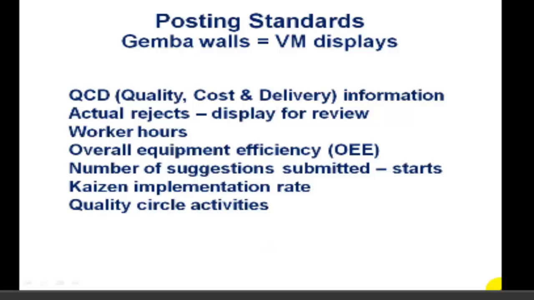Posting standards. It's much easier to train new employees and also to keep people on track if we post displays of what's expected. The top line is a combination of things. This is the quality, cost, and delivery information. That is primarily used by upper management to develop things like mission statements, improvement plans, and so forth. And if they meet the QCD, your customer's happy. Quality, cost, and delivery. So that's a higher level, but it ripples down through everything else.